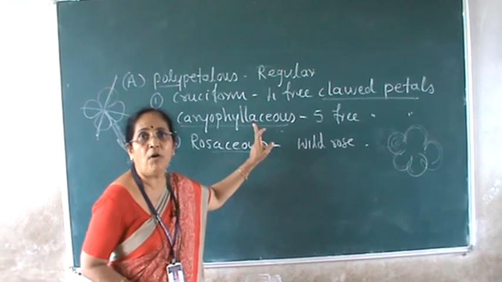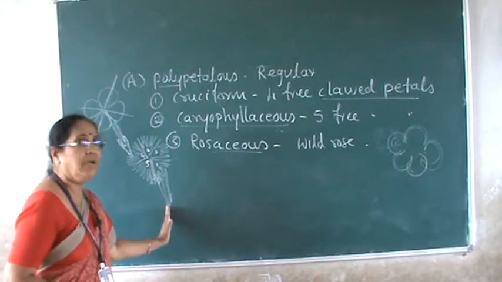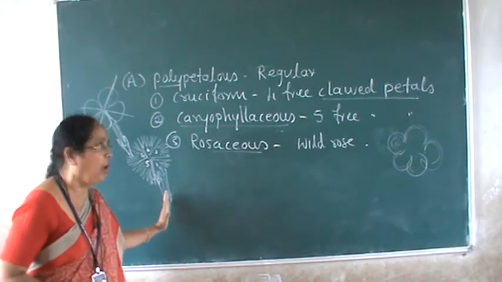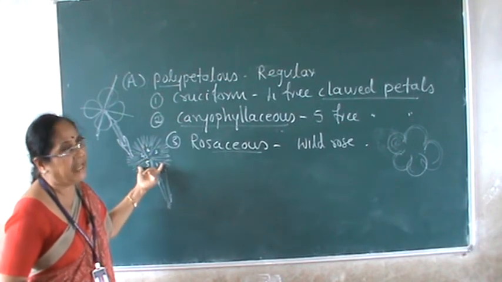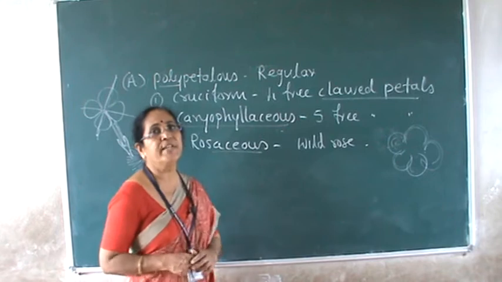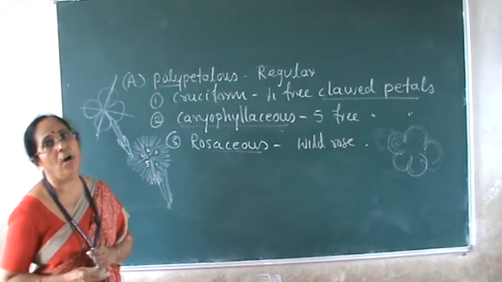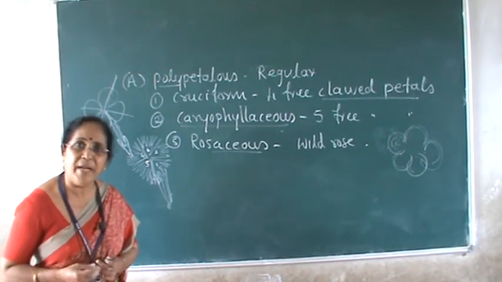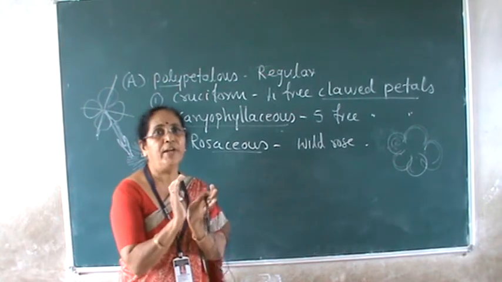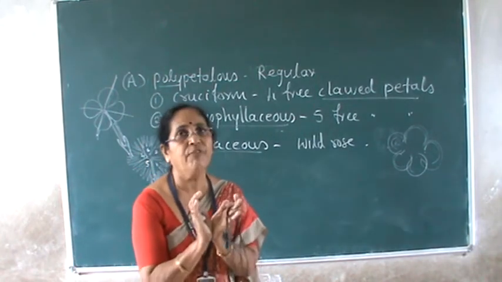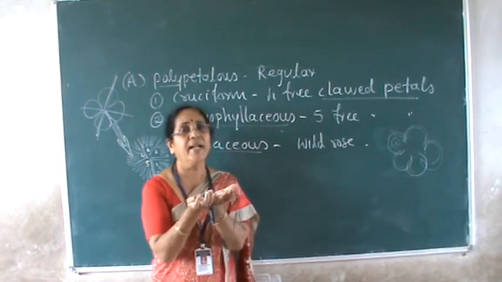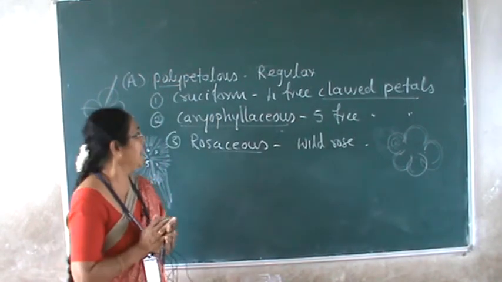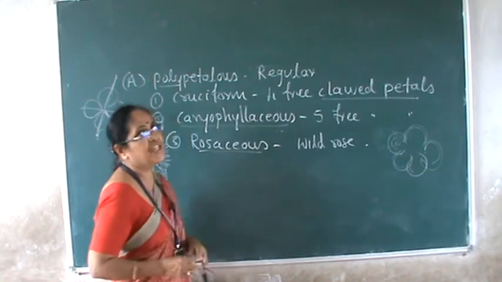Caryophyllaceous, 5 free clawed petals in which claw is long, and at right angles to the claw, the limbs spread in outward direction, but the number of petals are 5 in this case. And in the third case, rosaceous, there are 5 free clawed petals, but the claw is extremely small, so that the limbs of all 5 petals spread in the outward direction, which gives a round rosette-like arrangement to the petals, and in that case, it is called as rosaceous shape.